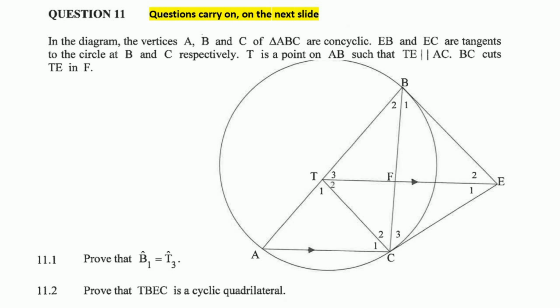In the diagram, the vertices A, B, C are concyclic. Now, I'll be honest with you, in all my years of teaching, I've never heard that word before, so I had to quickly go research it. Don't know why they're trying to be so fancy. It just means they're on the same circle. Then they said that EB and EC are tangents to the circle. T is a point on AB such that TE is parallel, and that's all fine.